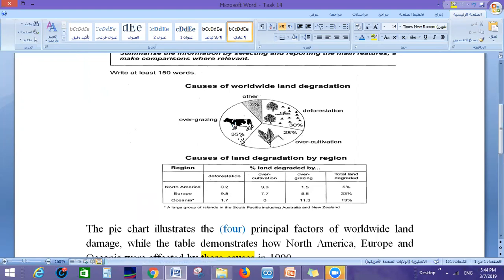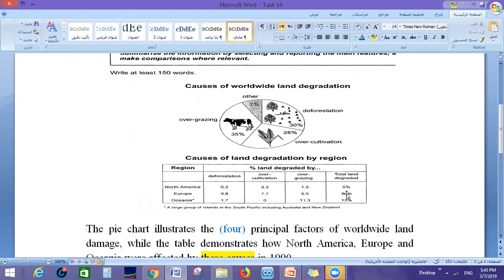Now, here we have out of the 4, so we have 3 causes, and then we have other as well. Out of these 4 causes, 3 of these causes have been put in the second part, which is the table, and we're comparing 3 countries here and how each country was affected by these causes. We have a percentage for the 3, and also we have an overall number.